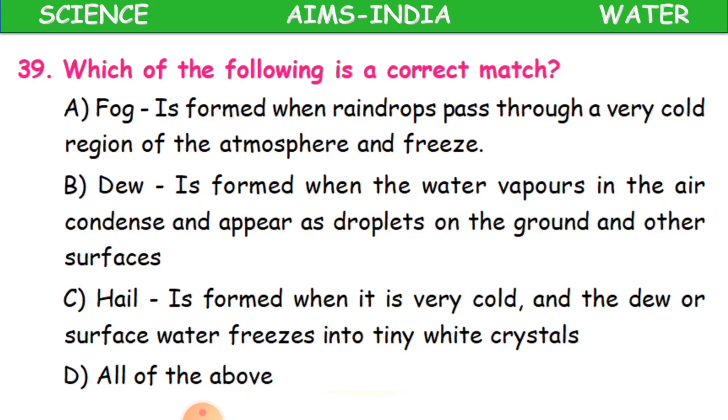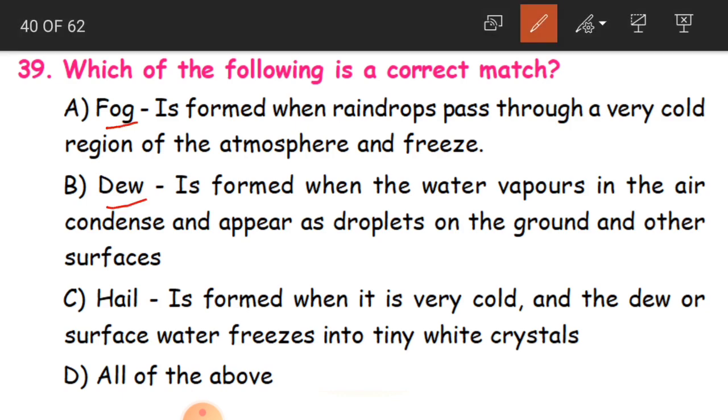39th question children. So which of the following is a correct match? So here you have been given some words which are connected with water like fog, dew, hail, all these are water only. Okay, but different forms. So which one is the correct match that we have to identify? Fog is formed when raindrops pass through a very cold region of the atmosphere and freeze. Okay. Dew is formed when the water vapors in the air condense and appear as droplets on the ground and other surfaces. Okay. Hail is formed when it is very cold and the dew or surface water freezes into tiny white crystals. Okay children, and D is all the above.